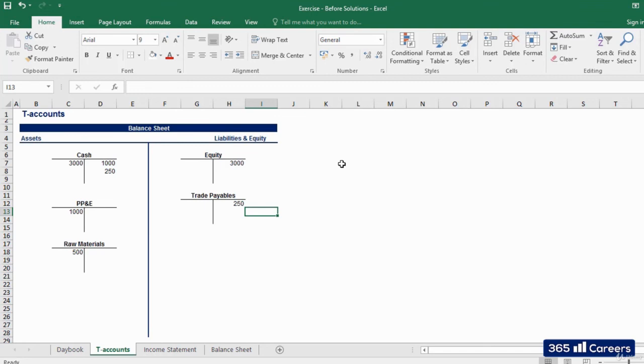At this point, the firm is ready to make some money. The two friends open their lemonade stand and start selling lemonade. We'll take a look at how these transactions influence the balance sheet and the income statement in our next video.